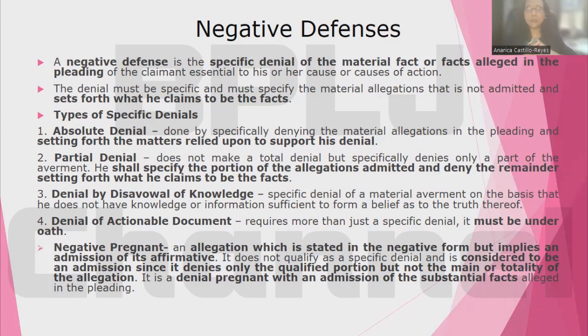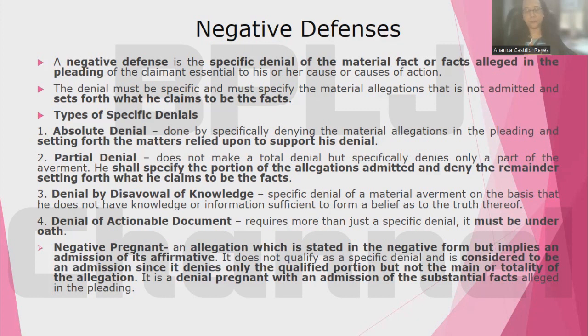There are two types of specific denials. First is the absolute denial, done by specifically denying the material allegations and setting forth the matters relied upon to support his denial. Partial denial does not make a total denial, but specifically denies only part of the averment. He shall specify the portion of the allegations admitted and deny the remainder, setting forth what he claims to be the facts.